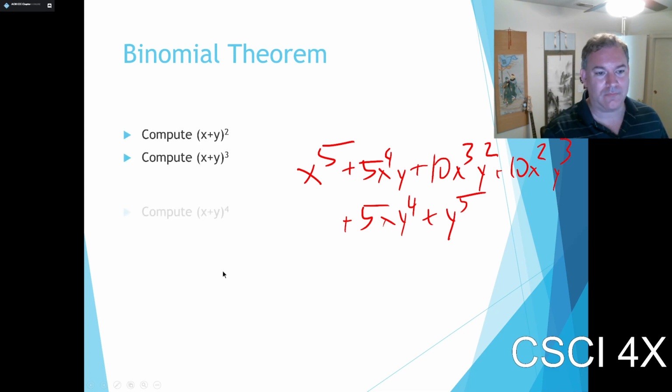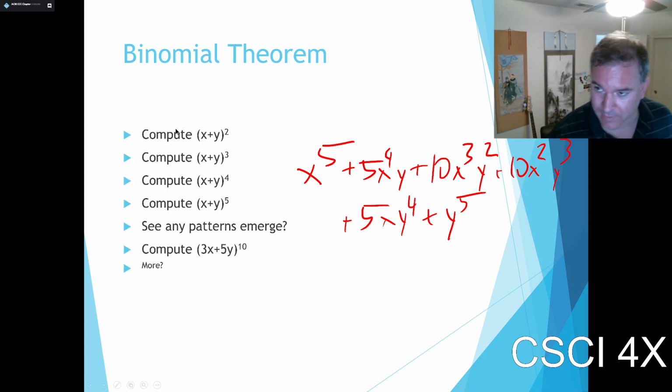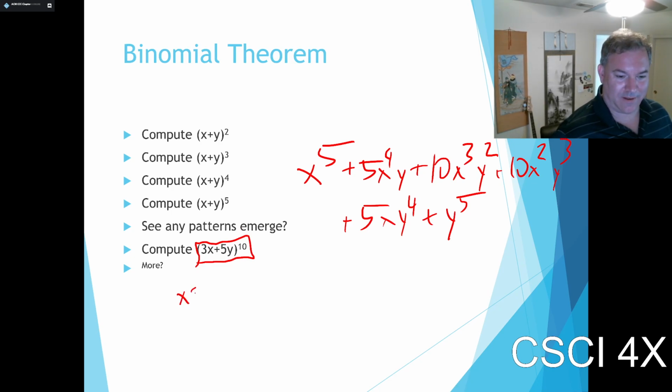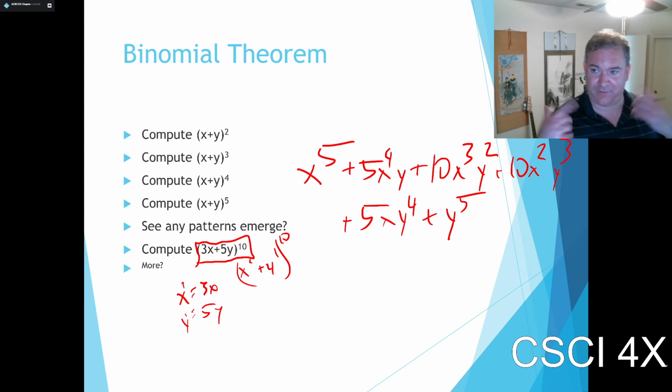So if you're ever trying to compute long expansions of polynomials in algebra, you can use Pascal's triangle to come up with the coefficients. Does anyone want to take a crack at this one? What you do is you set x prime equal to 3x, and y prime equal to 5y. Then you end up with (x prime + y prime) to the 10th power. You do the whole expansion, and then you substitute back in.